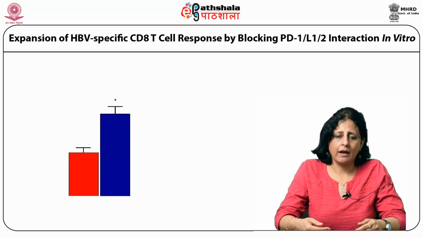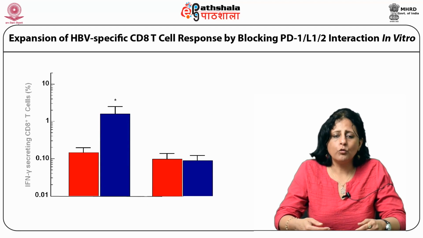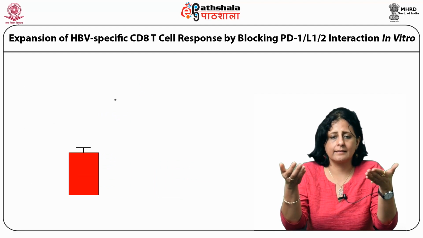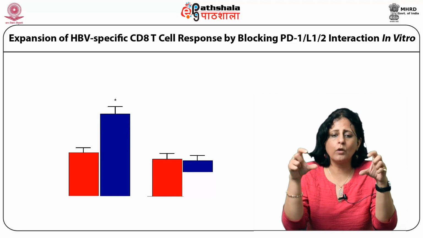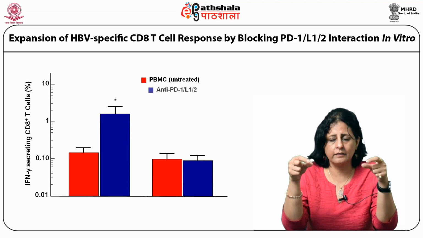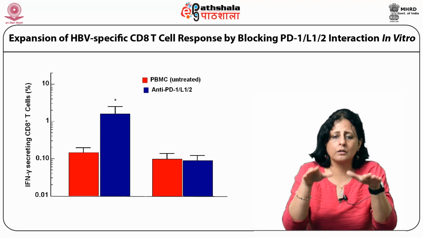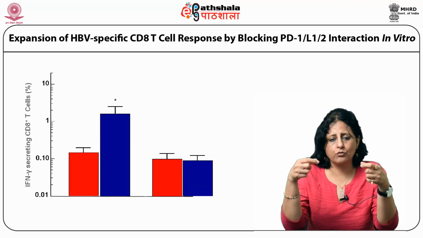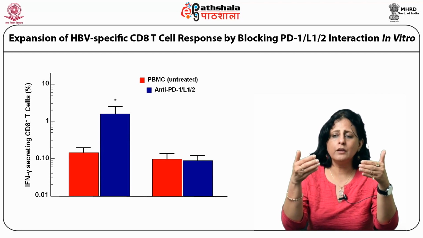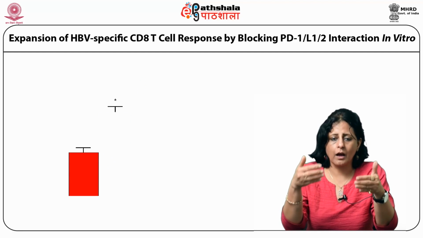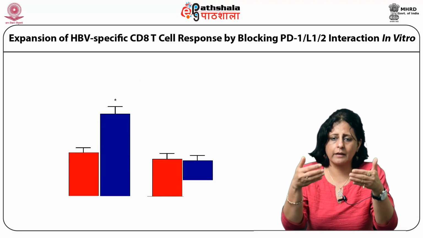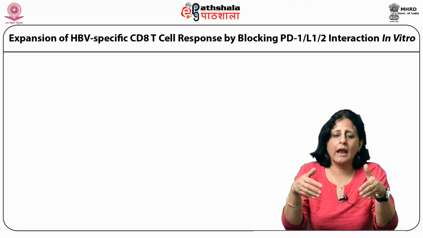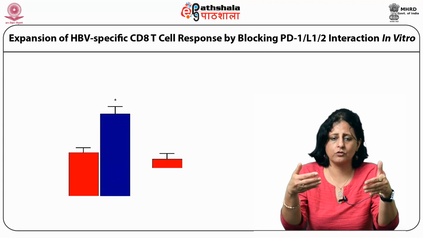In hepatitis B virus infection, you have to specifically induce or enhance the antiviral CD8 T cell response. So for expansion of these CD8 T cells, I need to block the PD-1 and PDL1 interaction. In vitro studies have shown researchers that when PD-1 and PDL1 is blocked in HBV infected CD8 T cells, there is enhancement of CD8 T cell functionality.